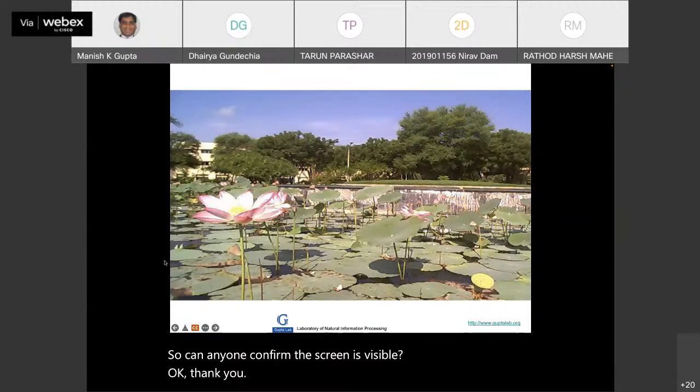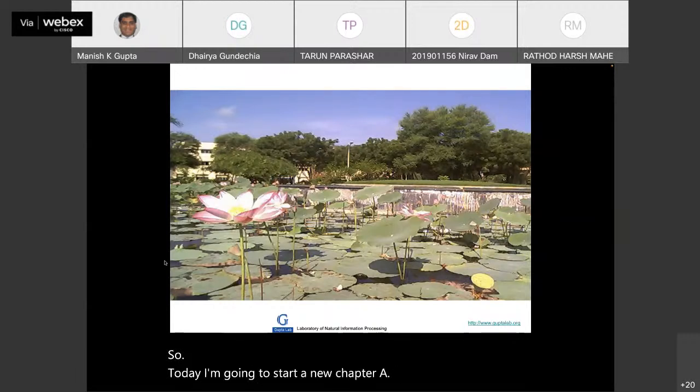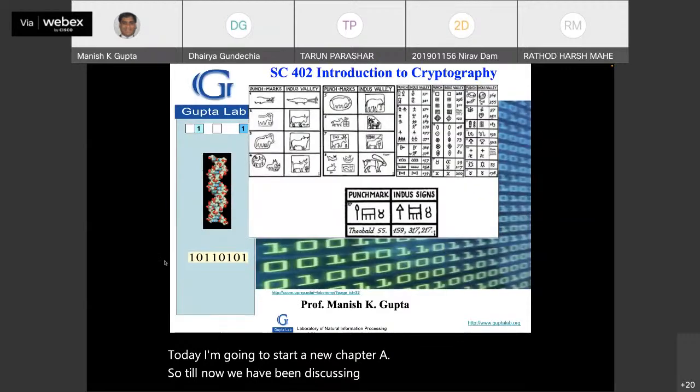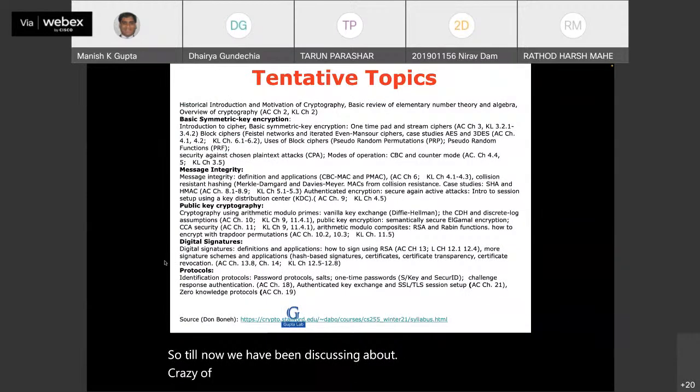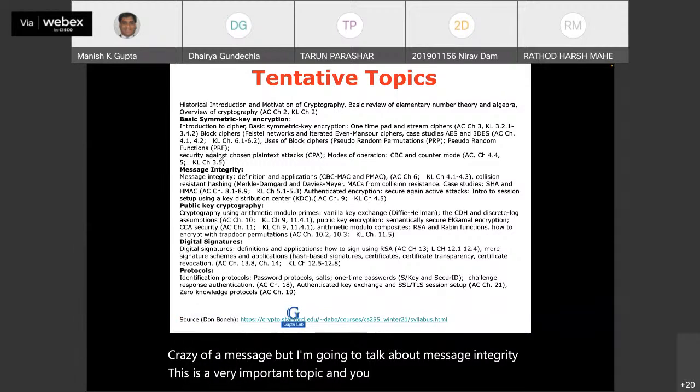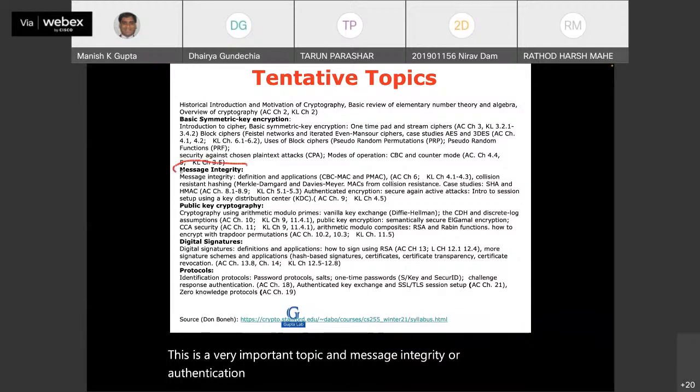Okay, so today I'm going to start a new chapter. Till now we have been discussing secrecy of a message, but I'm going to talk about message integrity. This is a very important topic, message integrity or authentication code. So this portion here.